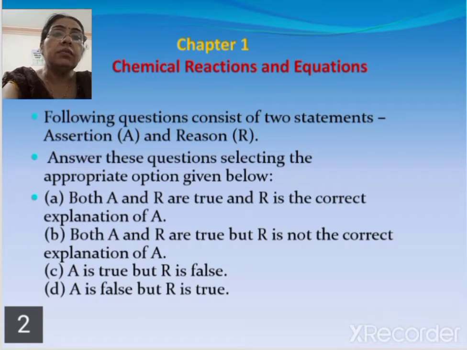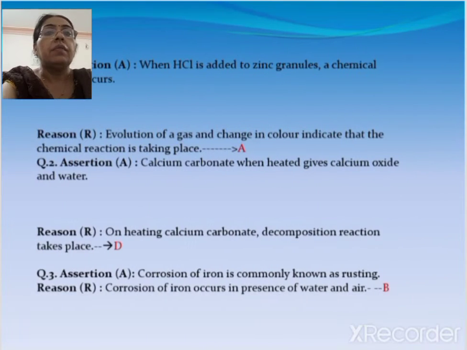Now we will solve some questions which are from chapter 1, chemical reactions and equations. Our first question is: when HCl is added to zinc granules, a chemical reaction occurs. This is the assertion. The reason is given here: evolution of gas and change in color indicate that a chemical reaction is taking place.